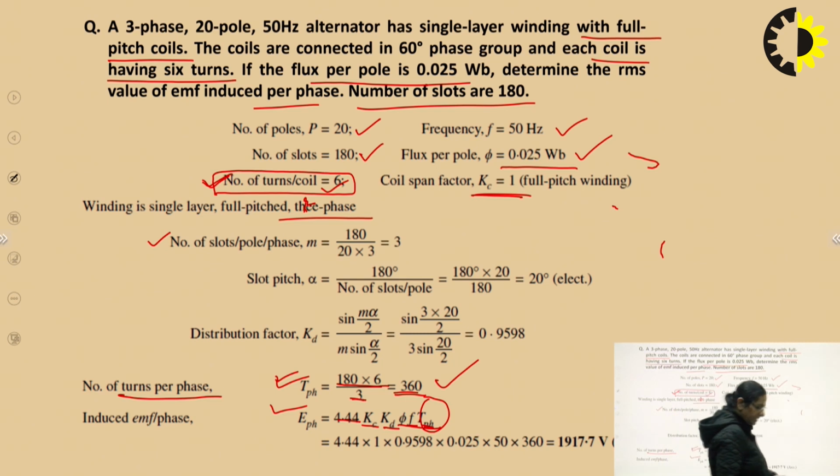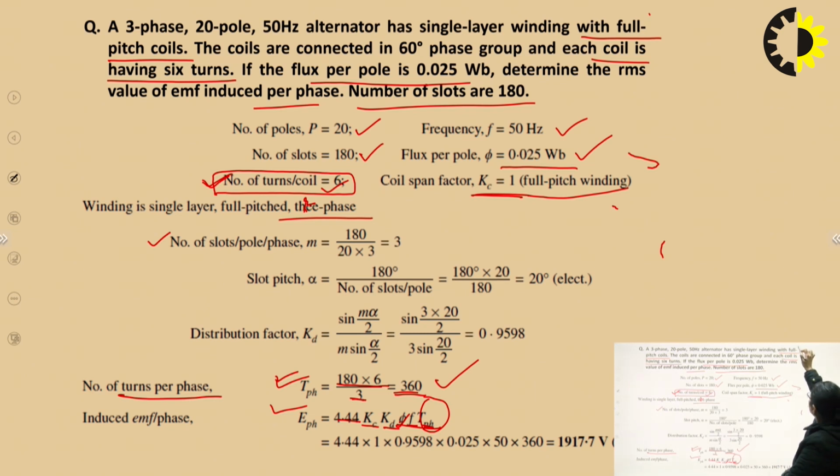The frequency is given to us as 50 Hz. The flux that we have to use in the equation is also given, and its value is 0.25 Weber. What else we need to determine is Kc and Kd. Kc is also given in the question, which mentions that the coils are full pitch coils, so Kc becomes equal to 1. So we only need to calculate the distribution factor for this winding.